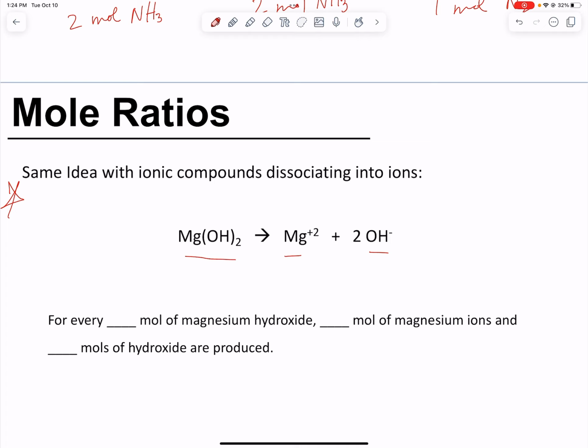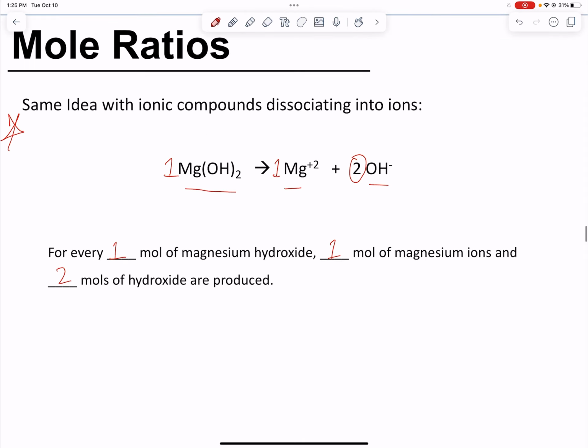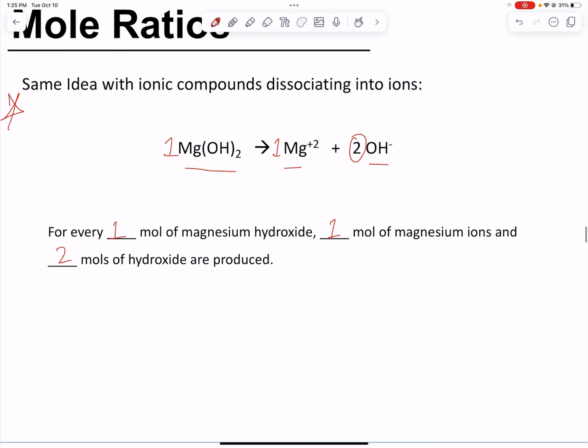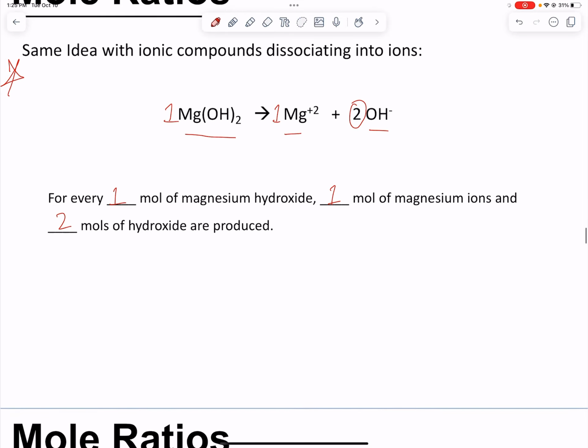1 magnesium, 2 hydroxide. So what these blanks indicate is that for every 1 mole of magnesium hydroxide, we will get 1 mole of magnesium ions and 2 moles of hydroxide ions produced. Okay, so again, we're just looking at the coefficients. Understood, 1 with magnesium hydroxide and magnesium, and then a 2 in front of hydroxide, showing us the ratios between the ions that we'd get from the compound.